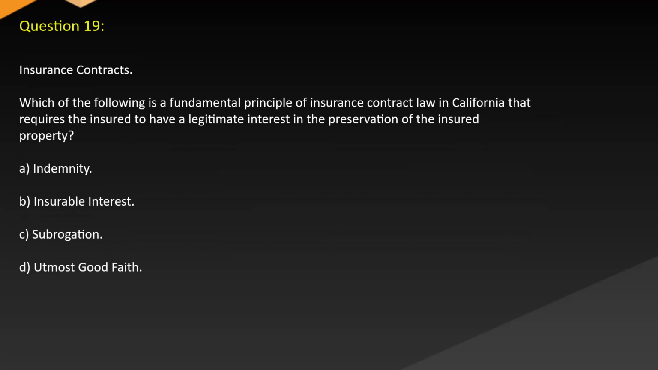Question 19. Insurance contracts. Which of the following is a fundamental principle of insurance contract law in California that requires the insured to have a legitimate interest in the preservation of the insured property? A. Indemnity. B. Insurable interest. C. Subrogation. D. Utmost good faith.